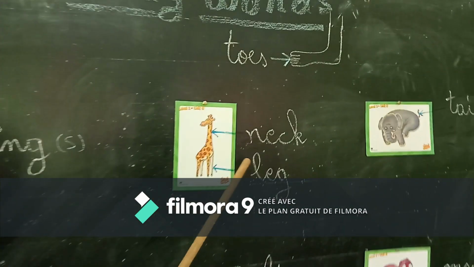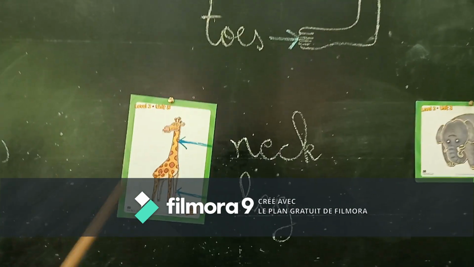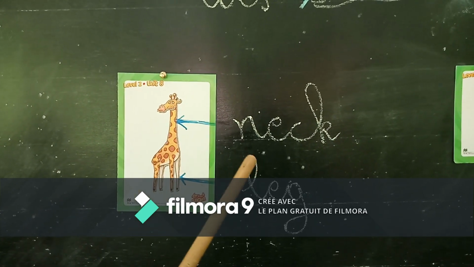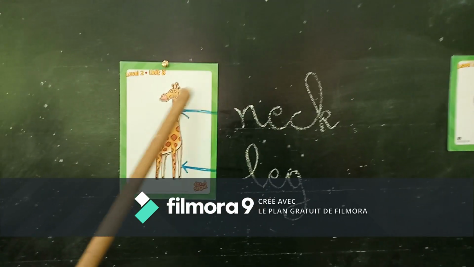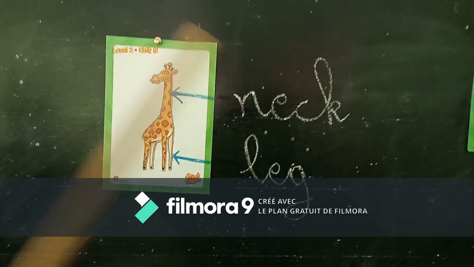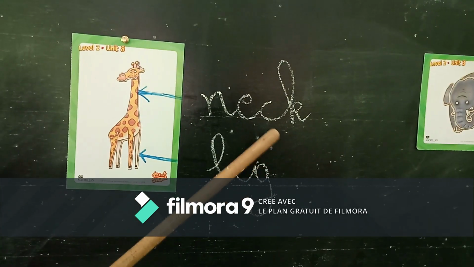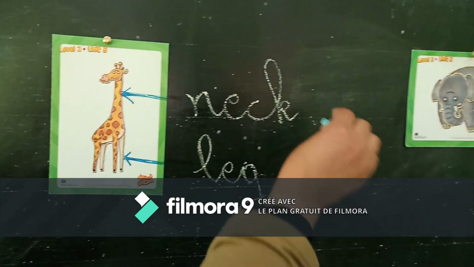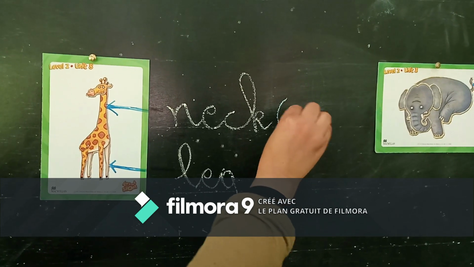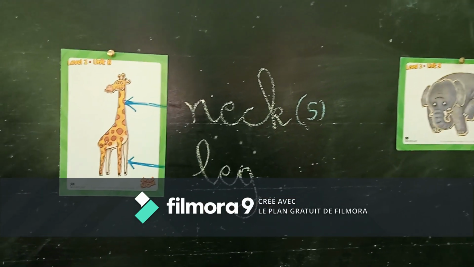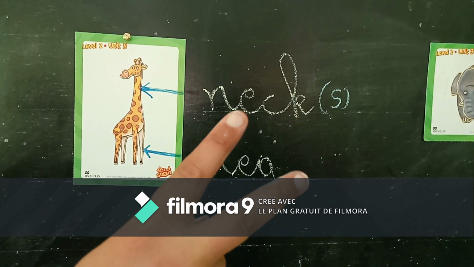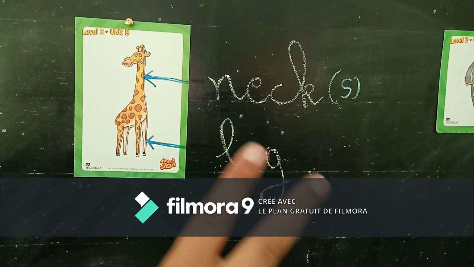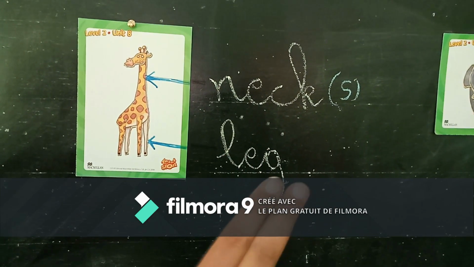And let's move to giraffe. So here the giraffe has a long neck. We say neck. As you see here, we don't have s. Why? Because we have just one. So if you want to use the plural, we say necks. You add s at the end. If you are talking about two animals, you have to say they have long necks. Okay? They have long necks.